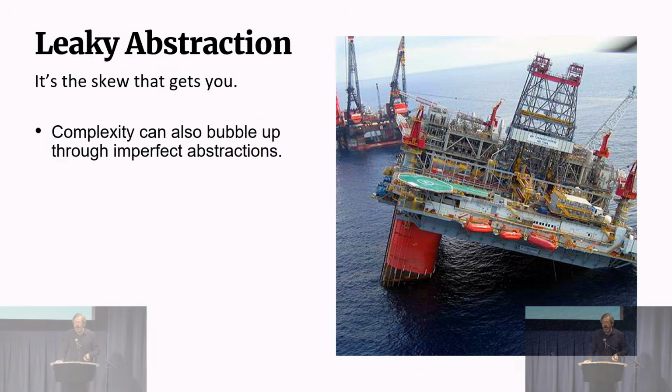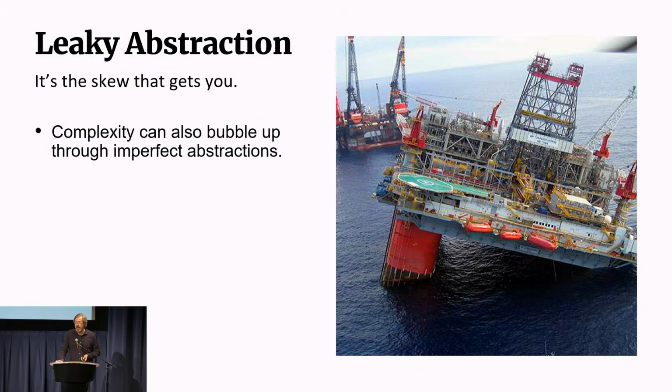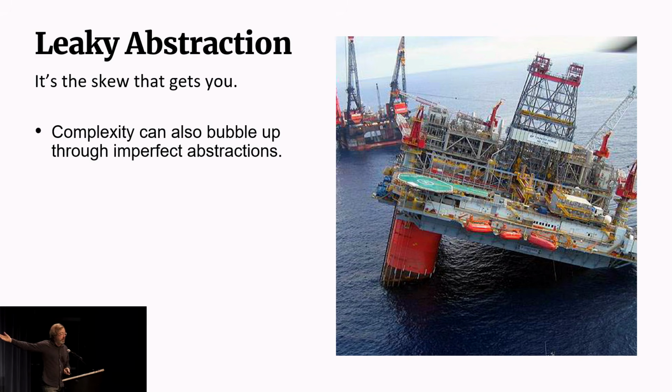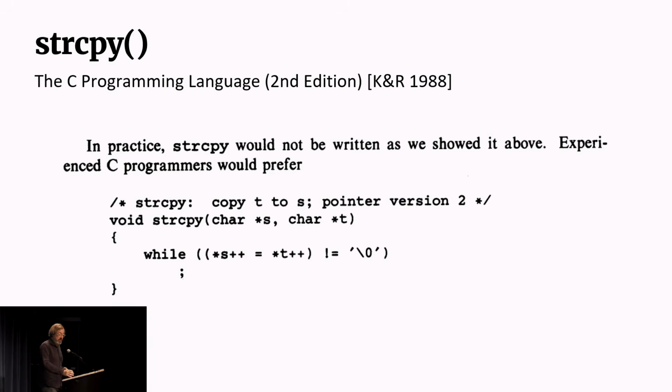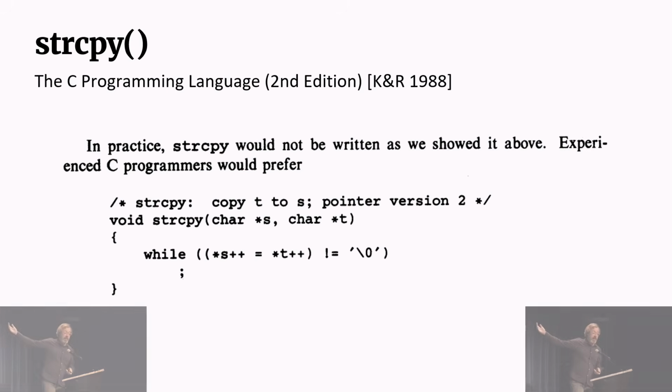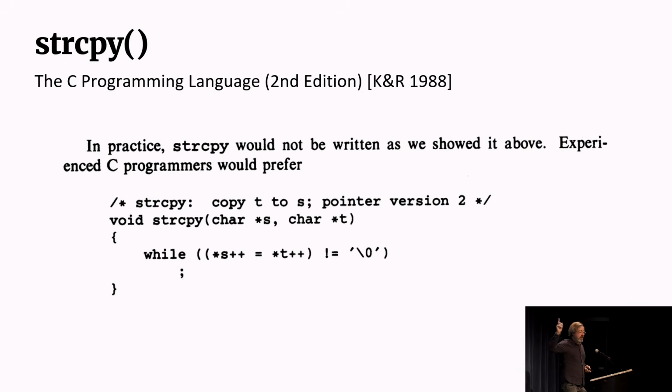Another way software can get complicated is with leaky abstractions. So here we have a platform that's a little bit skewed. And so complexity can bubble up from under the waterline through these imperfect abstractions. This is how you copy a string. It's a nice handmade, low-level version, an excerpt from Kernighan and Ritchie, 1988, second edition, The C Programming Language. And this book was such a revelation for me, how it showed me the way kernel functions were really implemented. No, I'm just kidding.